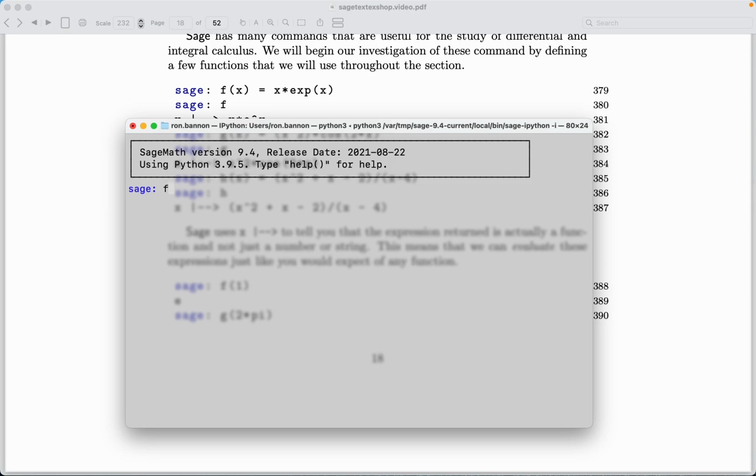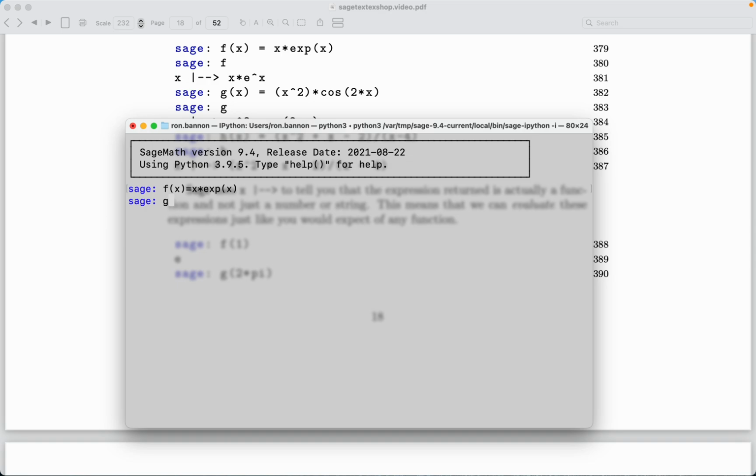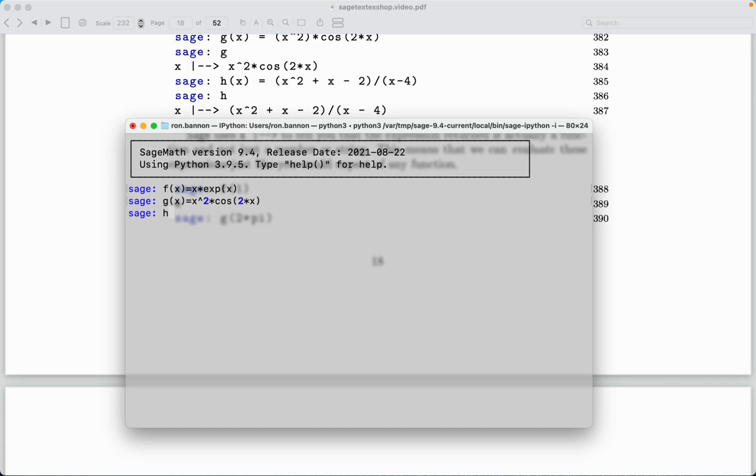The first thing to do is define some functions over here. So f of x is a function. It's being assigned e to the x, that's the exponential, Euler's number to the x power. And they define another function, g of x. And g of x is being defined as x squared times cosine of 2 times x. And they define another function called h of x. And that is going to be a quotient, a rational function, x squared plus x minus 2 divided by x minus 4.